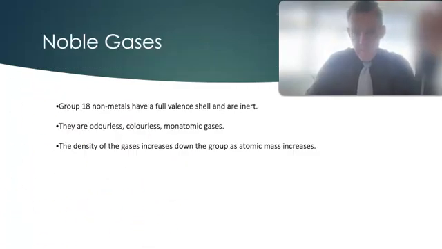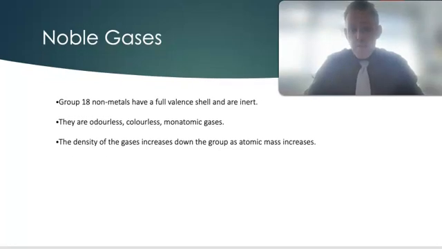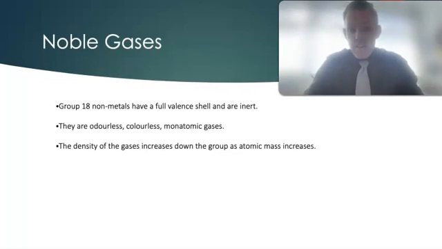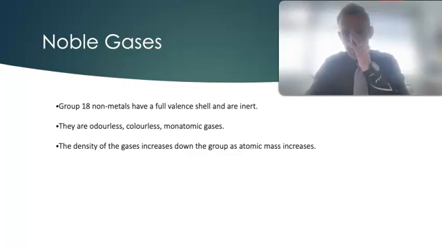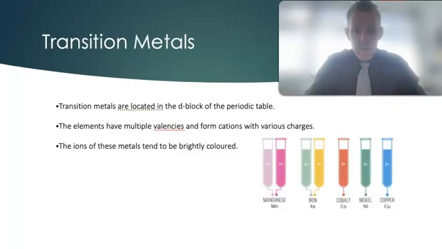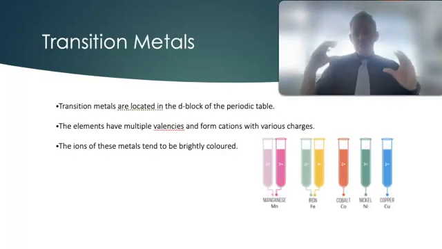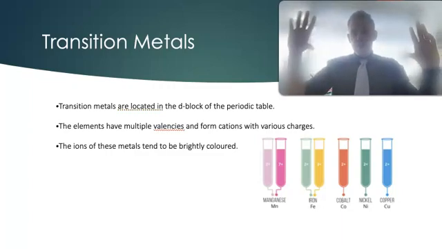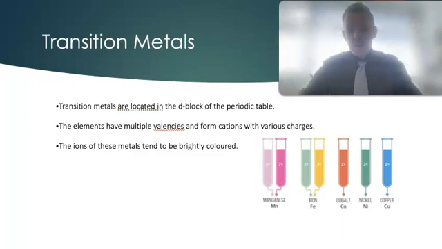Other groups of interest, group 8, so that's your noble gases: colourless, full valence shell, they're inert, they exist as monatomic gas, so they're happy on their own. One thing about them, as you go down the periodic table, their density will increase. And then your transition metals, they're the ones located in the D block, so between group 2 and group 13.